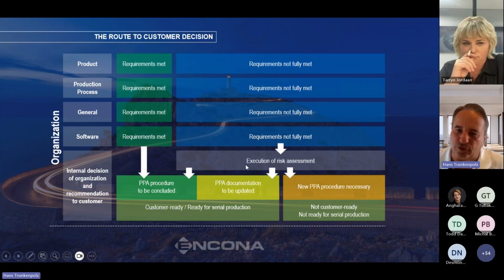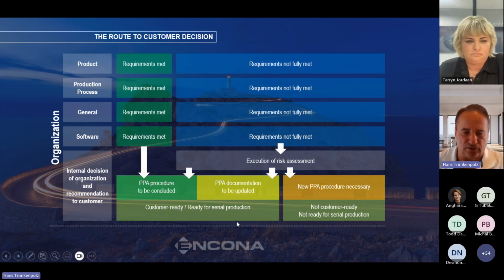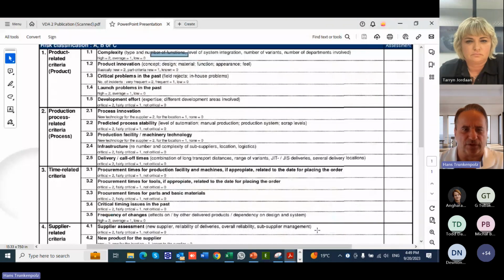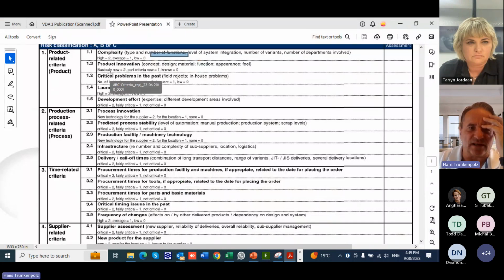VDA 2 promotes 2 different ways of risk assessment. One is the FMEA that everybody knows. The other one is the ABC risk classification of MLA. I can show you this one real quick here as well. This is the VDA risk classification that we use for an MLA project. Reason being, it's also product related, process related, time related, and supplier related.